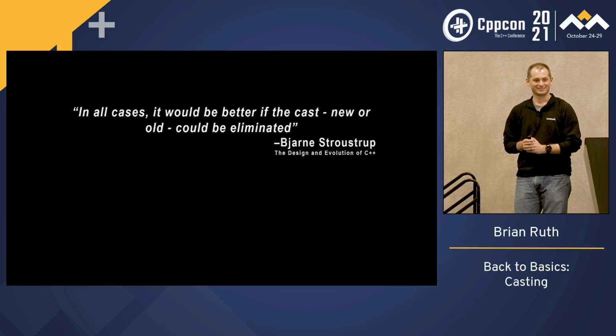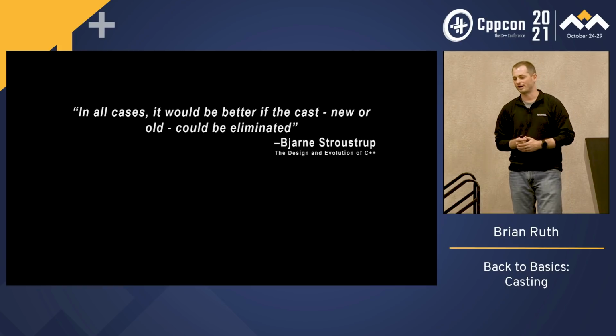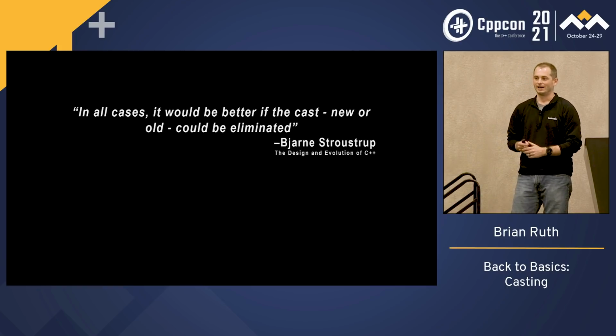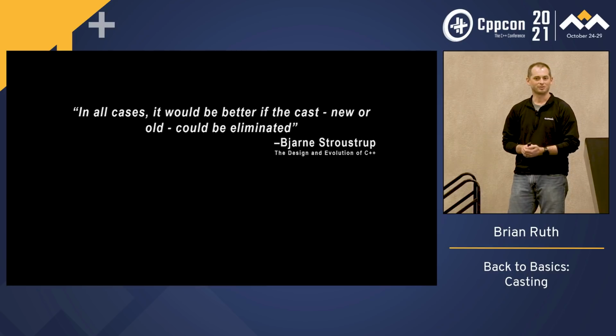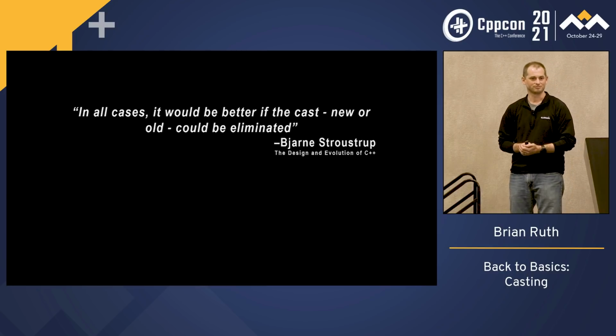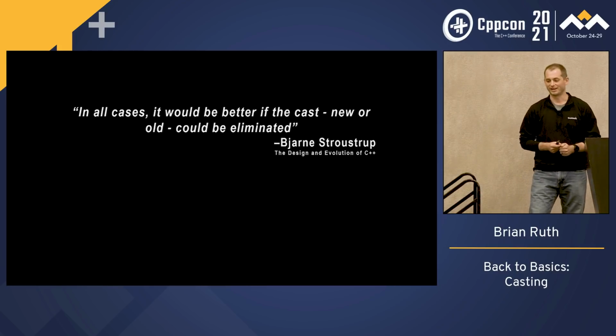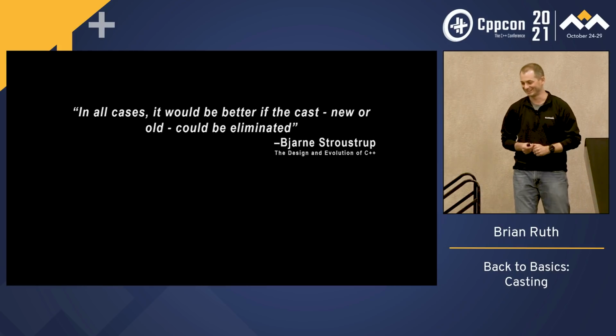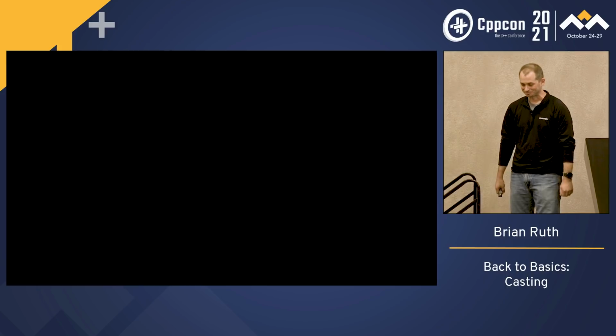Design and Evolution, it's out of print, right? How do we get a copy? So the question was, how do we get a copy of Design and Evolution? You can get them on eBay, you can get them, I got mine used on Amazon, they exist and they're not overly expensive. So that has nothing to do with casting, but anyway.